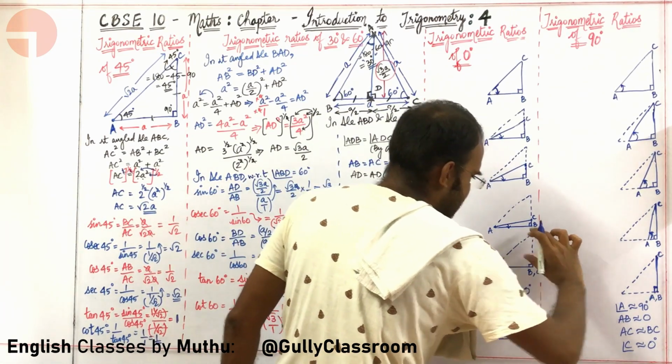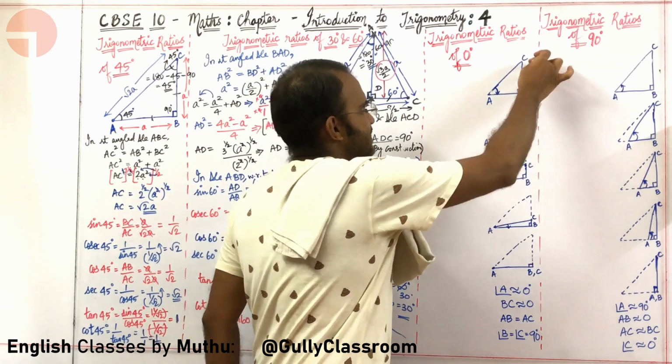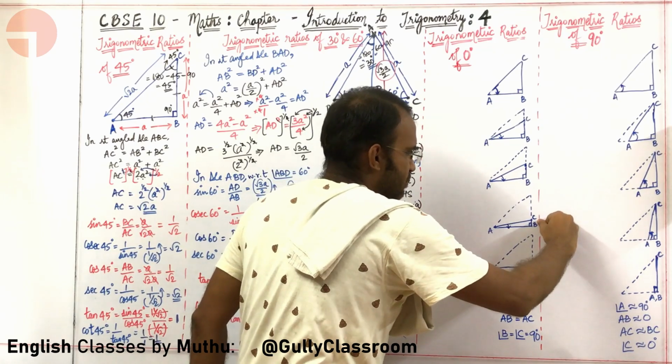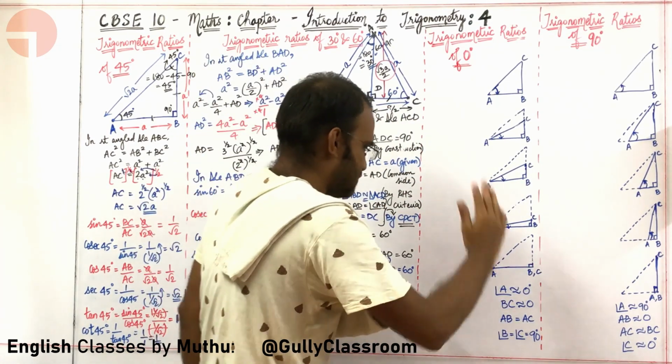So what about the length BC? Length BC is also 0. How? Because this is length BC. Here length BC is reducing. Here length BC is very small. Here B and C are coinciding and there is no length BC.